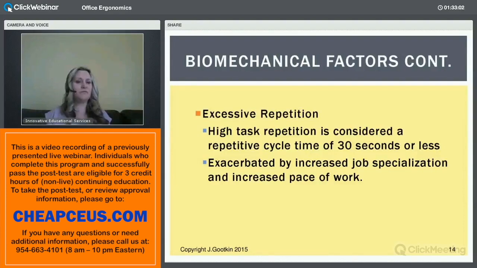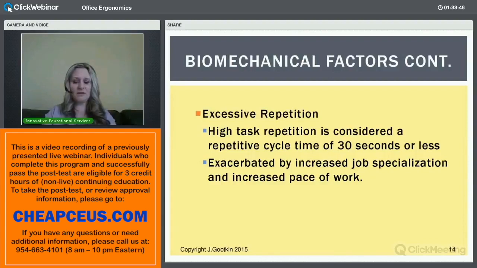Excessive repetition. If I told you that your patient's a hairdresser and has developed lateral epicondylitis, you would immediately connect, well, okay, they're cutting and they're moving repetitively, greater than in a 30-second interval or cycle time, completing the same activity. And that job specialization leads to that. You may not think of your office worker. You should, because think about moving the mouse. Someone who's solely doing data entry is constantly, think about how fast we're typing. Even our hunt and pecker on the keyboard is completing excessive repetition in a period of time.